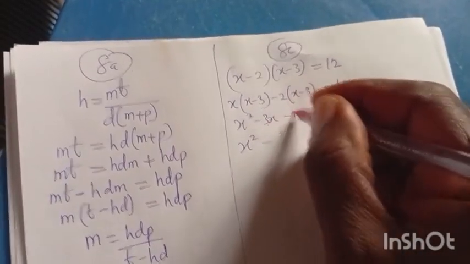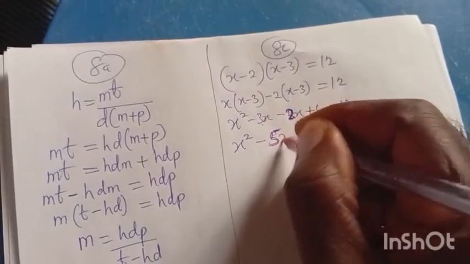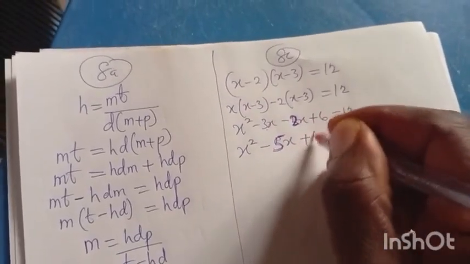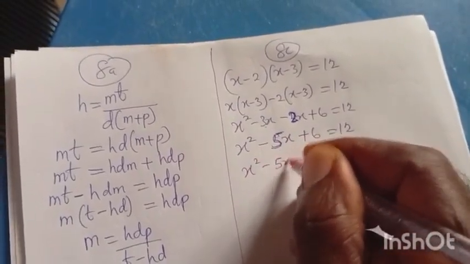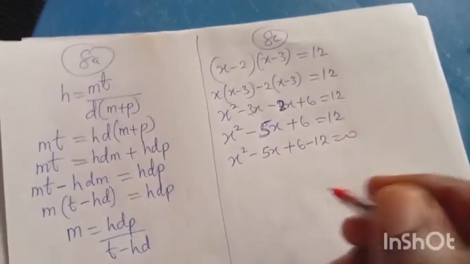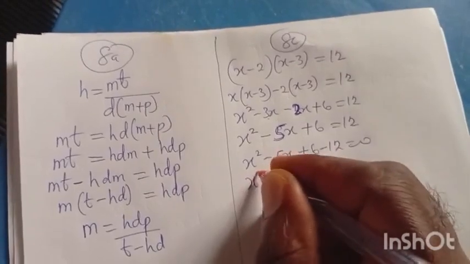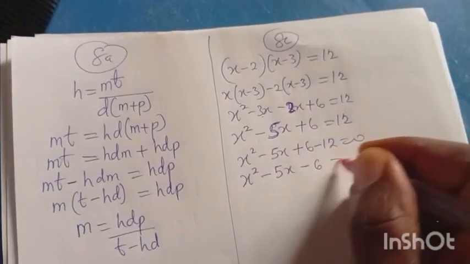2, this one is 2x. Sorry for that, please, because I'm rushing. Alright, plus 6 equals to 12. Alright, x squared minus 5x plus 6 minus 12 equals to 0. I believe you understand. I'm going to factorization. x squared minus 5x minus 6 equals to 0.